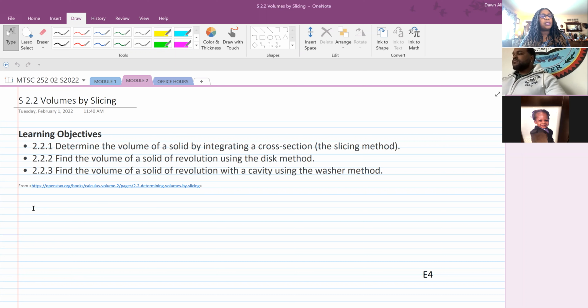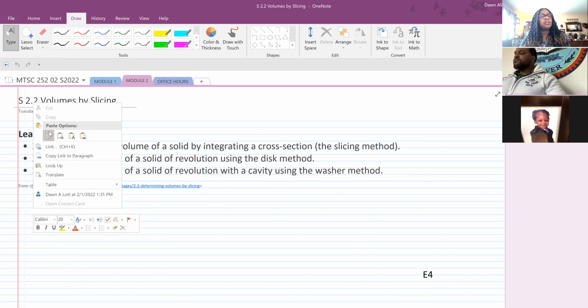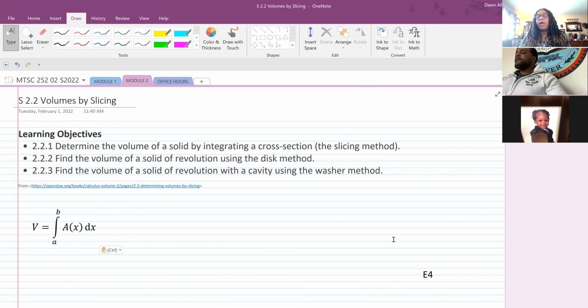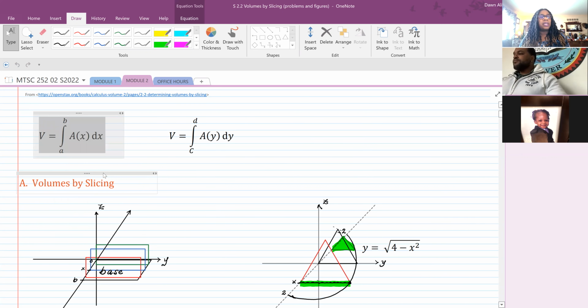Okay, so our formula that we are going to be using is that volume is going to be the integral of the area, the integral of an area dx. So we need to figure out what that area is. So the first thing I want to do is volume by slicing.